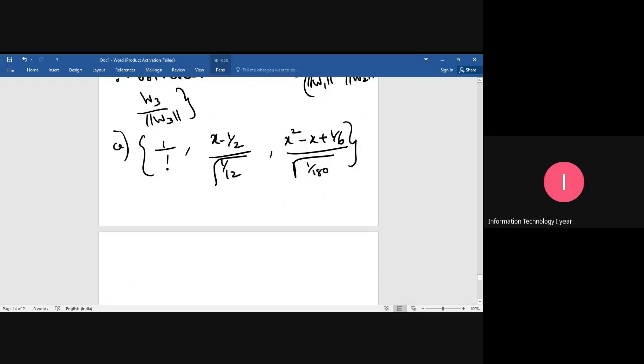This is the orthonormal basis. One more step you can write if you want to do some simplification: 1 by square root of 12. If you want some simplification you can do it, otherwise you can stop at the answer: x minus 1 by 2 by square root of 1 by 12, comma, x square minus x plus 1 by 6 divided by square root of 1 by 180. So this is the answer for the orthonormal basis for the given polynomials of degree less than or equal to 2.